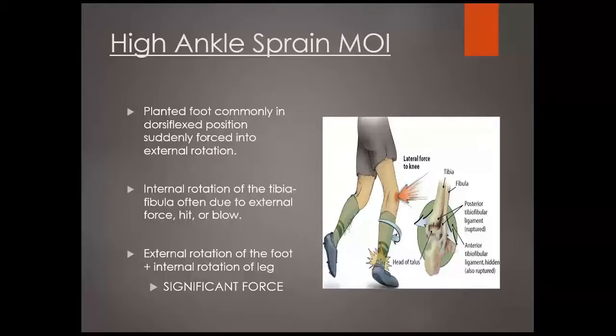So the high ankle sprain mechanism of injury: it's an external rotation of the foot with a traumatic internal rotation of the leg. This does require significant force. You typically see this with contact sports like football, hockey, soccer, things like that. You don't see this often as a basketball injury or something like that, that's not as physical.